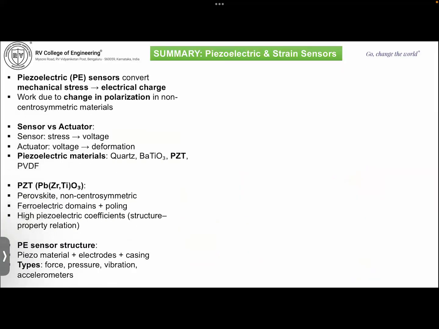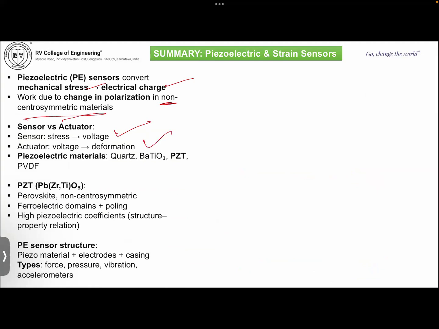With this, I'm summarizing piezoelectric and strain sensors in this recording. Piezoelectric sensors convert mechanical stress into electrical charge, and they work due to change in polarization in non-centrosymmetric materials. In a sensor, stress is converted to voltage. In an actuator, voltage leads to deformation. It's exactly the opposite.